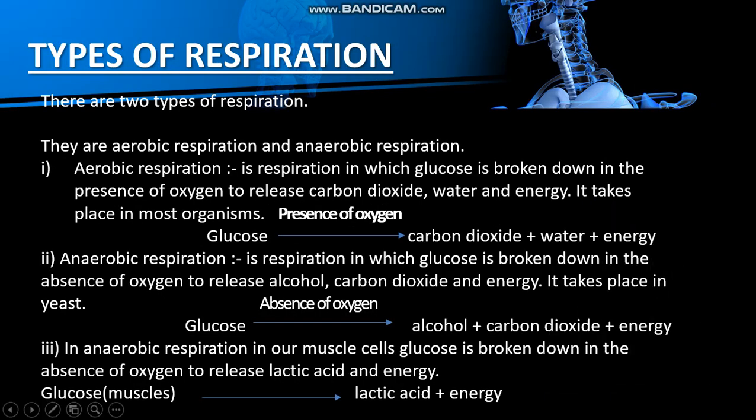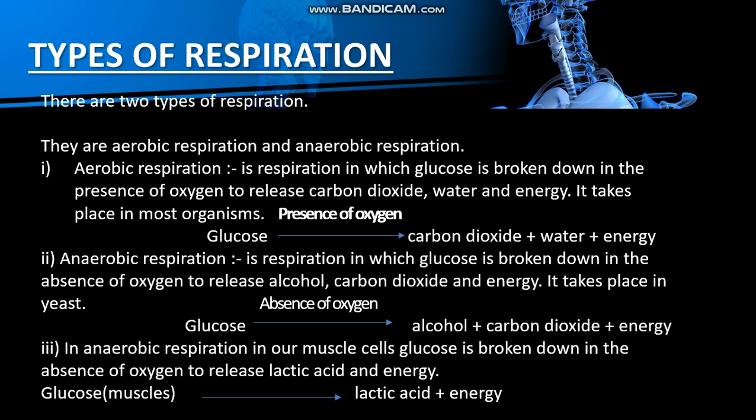Next, what are the types of respiration? There are two types of respiration, aerobic respiration and anaerobic respiration. Aerobic respiration, in the presence of oxygen. It is a respiration in which the glucose is broken down in the presence of oxygen to release carbon dioxide, water and energy. It takes place in most organisms. Glucose in the presence of oxygen gives out carbon dioxide plus water plus energy.